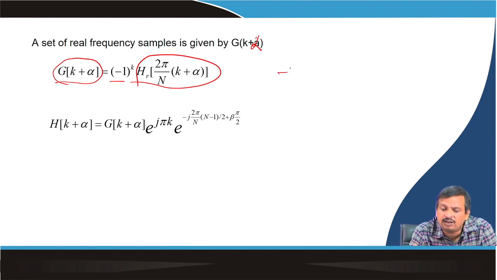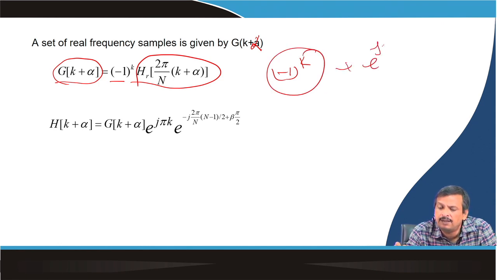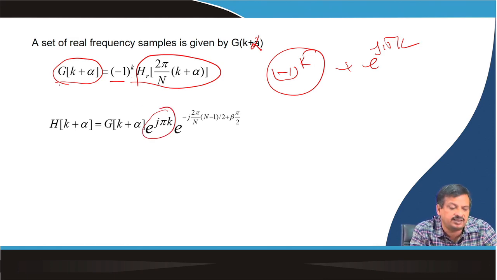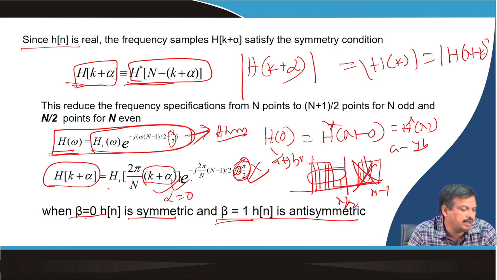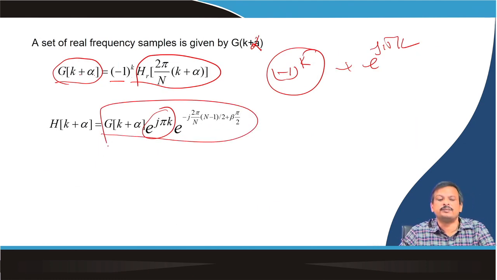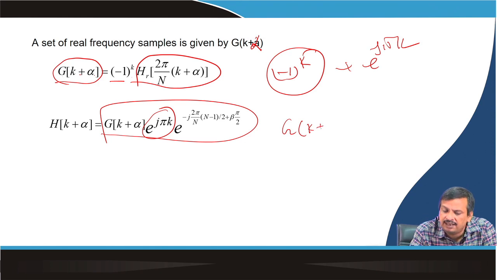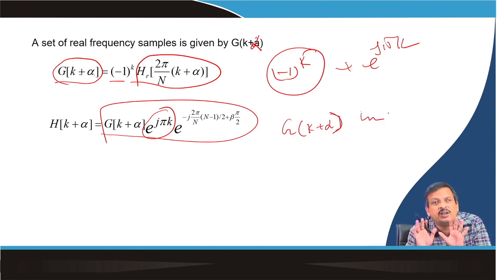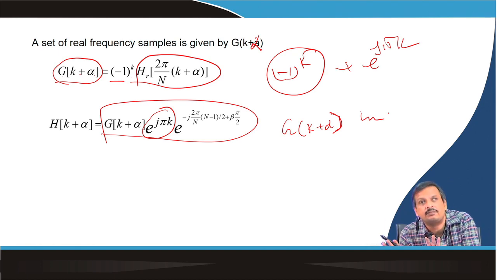Now, minus 1 to the power k, what is the meaning? It is e to the power j pi k. So I replace it by e to the power j pi k and replace this G(k plus alpha) in this equation. So what will be given? G(k plus alpha) is nothing but the given specification of the frequency response of the filter.